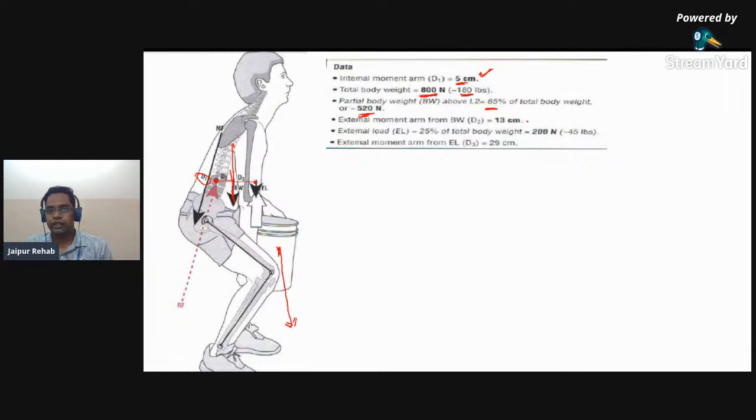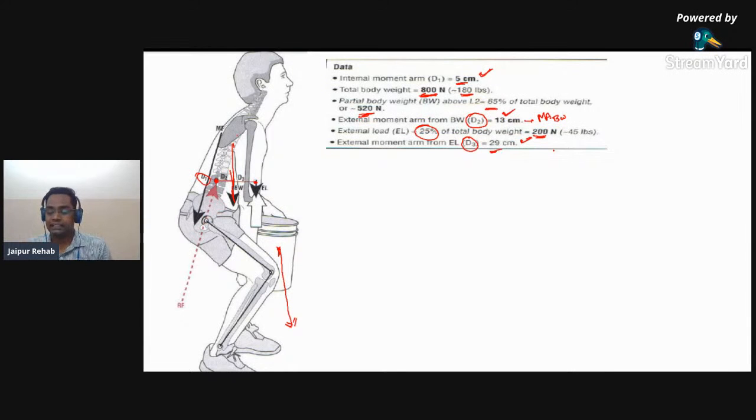So the moment arm for the body weight, I can call it MABW also, but they have called it in a very easier manner, that is D2. D2 comes out to be 13 centimeters, and that of the external load held in the arms is D3, which is 29 centimeters. Now they have given that the external load is almost 25% of the body weight, that is 1/4 of the body weight, which was 800 newtons, so that becomes 200 newtons. So we have a lot of values here.